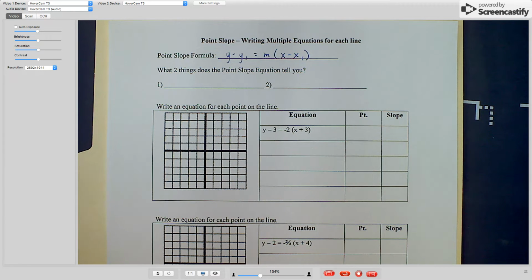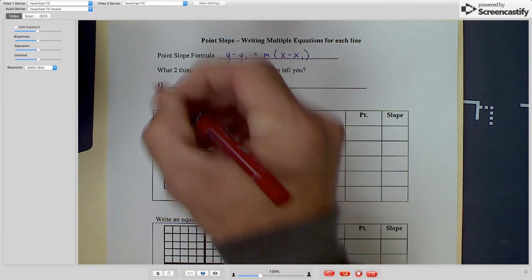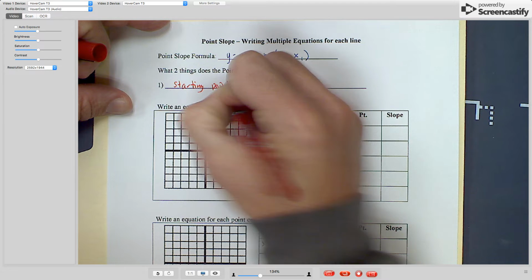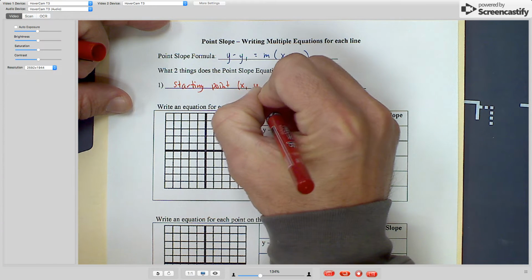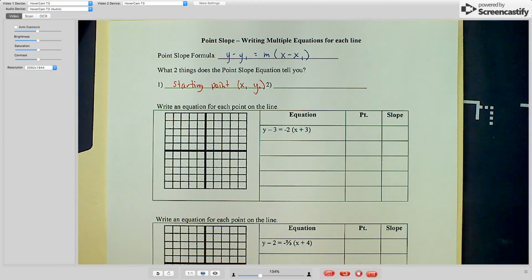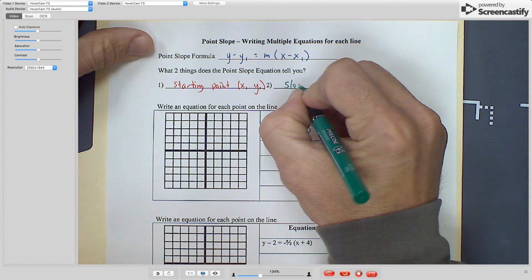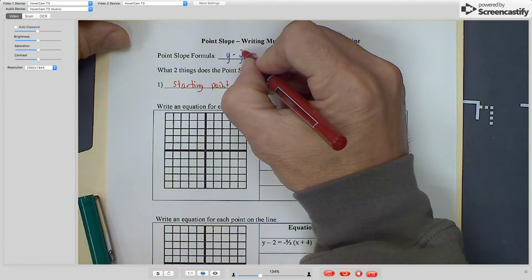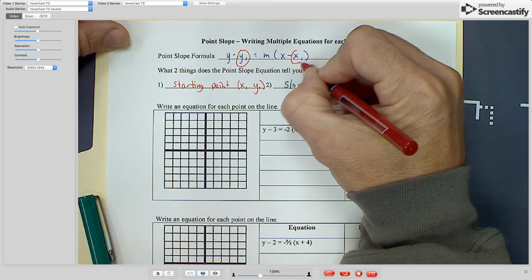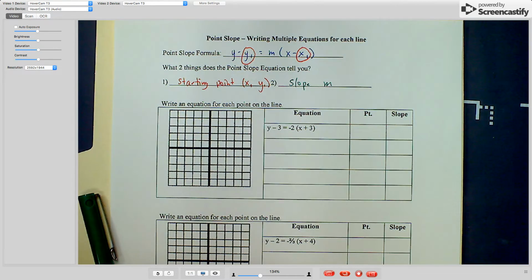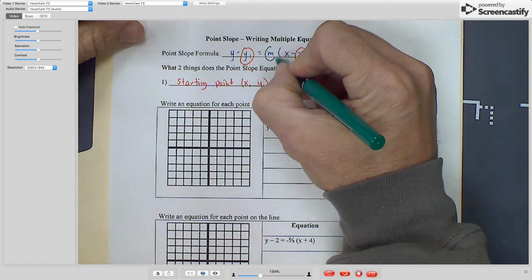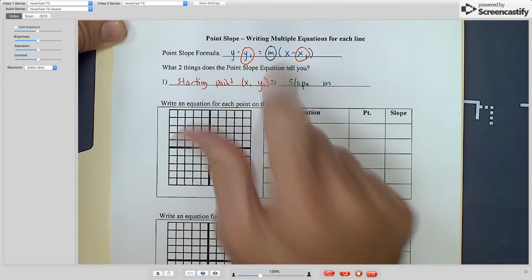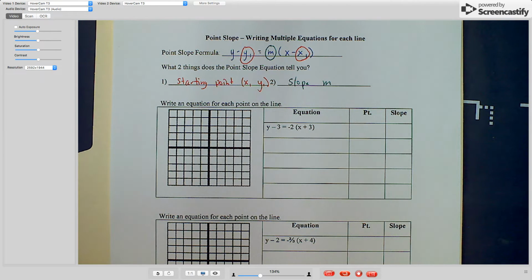The two pieces of information that the point slope equation tells you: one is your starting point, which is x1, y1. And the second thing it tells you is your slope, which is your m. So again, I will circle. There's my y1, there's my x1. Those are my starting points, and that's where the numbers are going to go. And then the m is my slope right there. That's also going to be a number. The y here and the x here will always remain those variables. Okay, so let's get started.